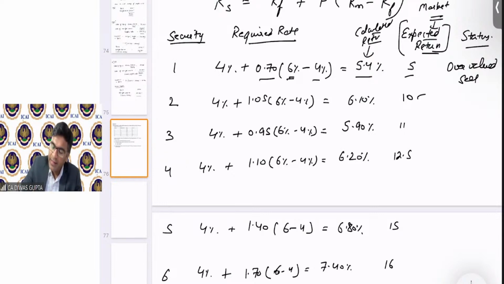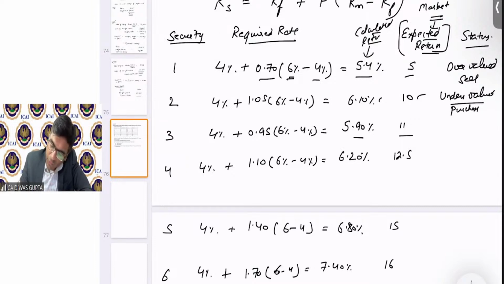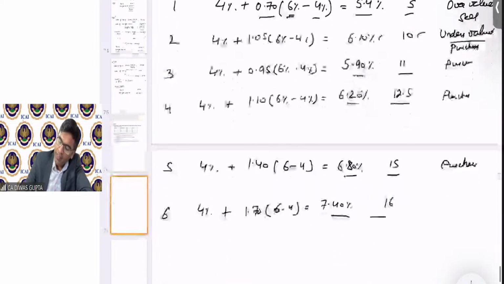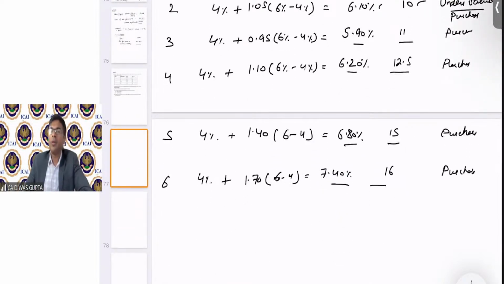Okay. Now, similarly, market is giving me 10. However, my requirement is only 6.10. Don't you think market is giving me extra? Hence, it is undervalued. Or I can say I will purchase it. Similarly, here also I will purchase it. 6.2, 12.5. Market is giving me 12.5. My expectation is only 6.5. I will purchase it. 6.8, 15. I will again purchase it. 7.4 and 16. I will again purchase it because here also the expectation is only 7.4, but the actual return that I'm getting is 16.